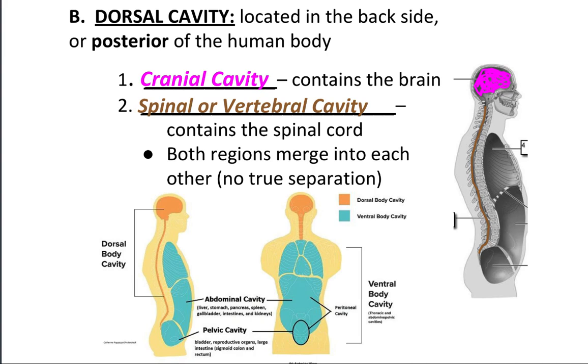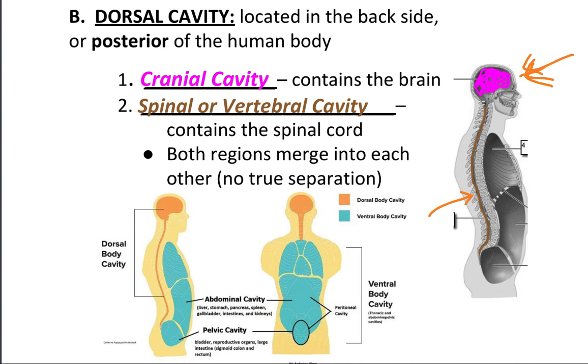So we just make up the region. So the cranial cavity section of the dorsal cavity merges directly into the spinal or vertebral cavity of this pocket. There is no separating membrane between them. The brain in the cranial cavity merges directly into the spinal cord in the spinal or vertebral cavity. Okay? So they're kind of arbitrary divisions that we anatomists made up.